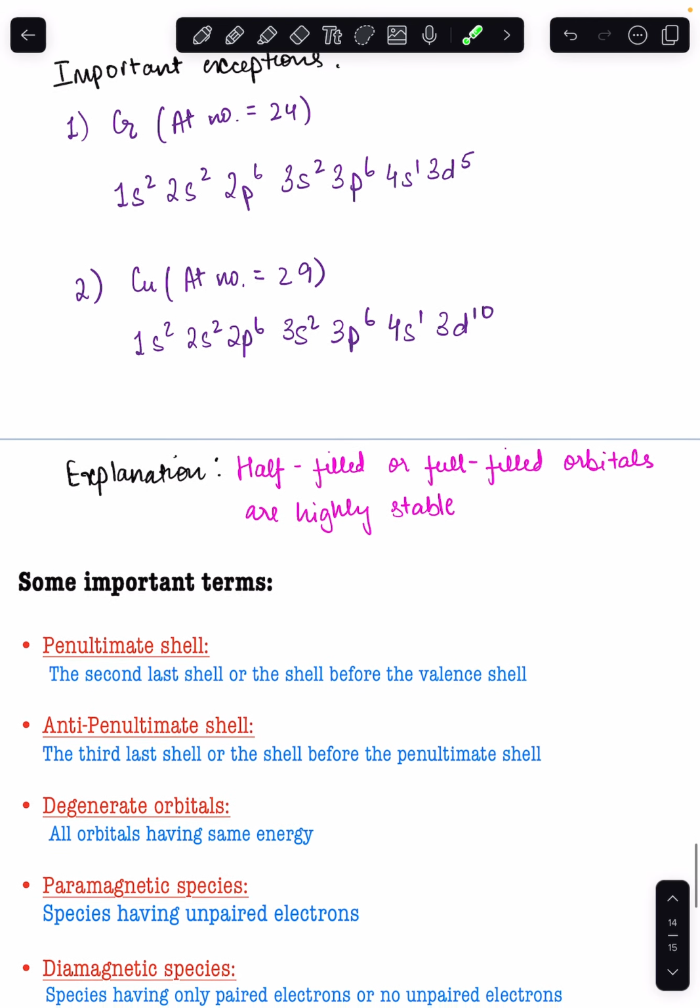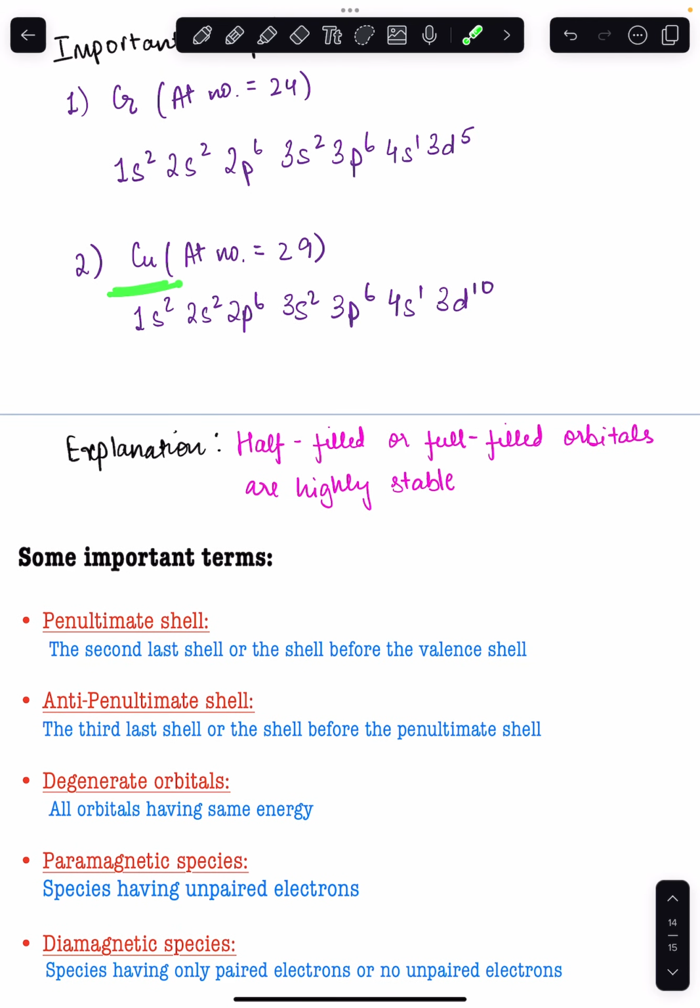For example in copper, what is the valence shell? The valence shell will be 4. Don't get confused, because the last electron is going into 3d10, but still 4s1 is the last shell that the electron goes into. So this is going to be the valence shell. So the penultimate shell is going to be 3 and the anti-penultimate shell is going to be 2, because the anti-penultimate shell is the third last shell, or the shell before the penultimate shell.